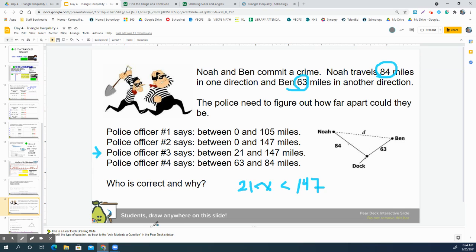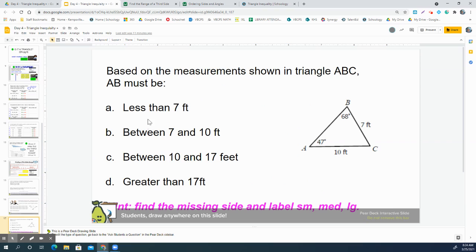So police officer 3 is correct. It's drawn in a picture as a stagnant triangle. Remember that this angle right here is a hinge. They could be going in the same direction, they could be going in opposite directions, or they could be going anywhere in the middle. Okay? I think slide 17 is the last slide, and I'm going to have you start on your test reviews for the last 10 minutes of class.